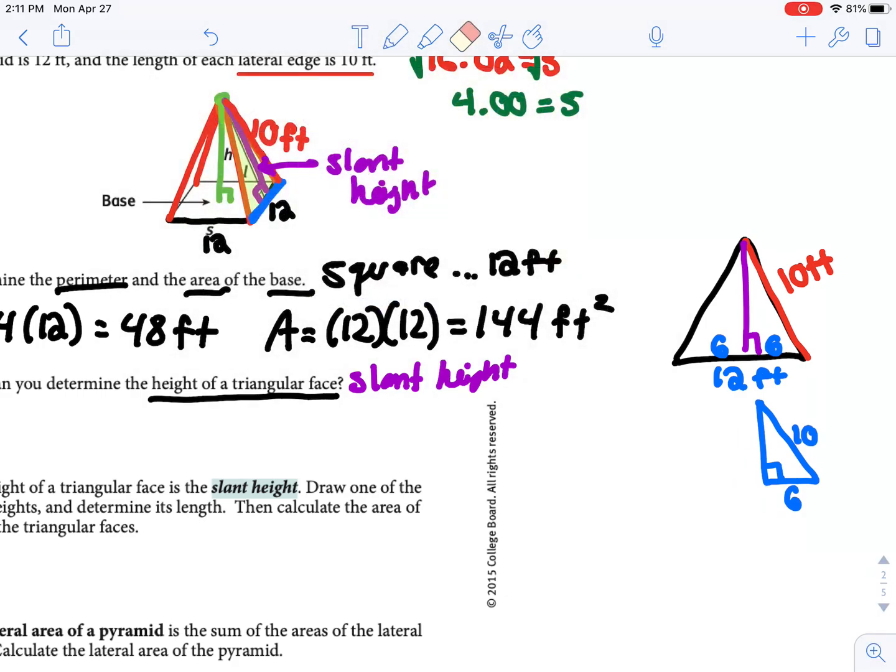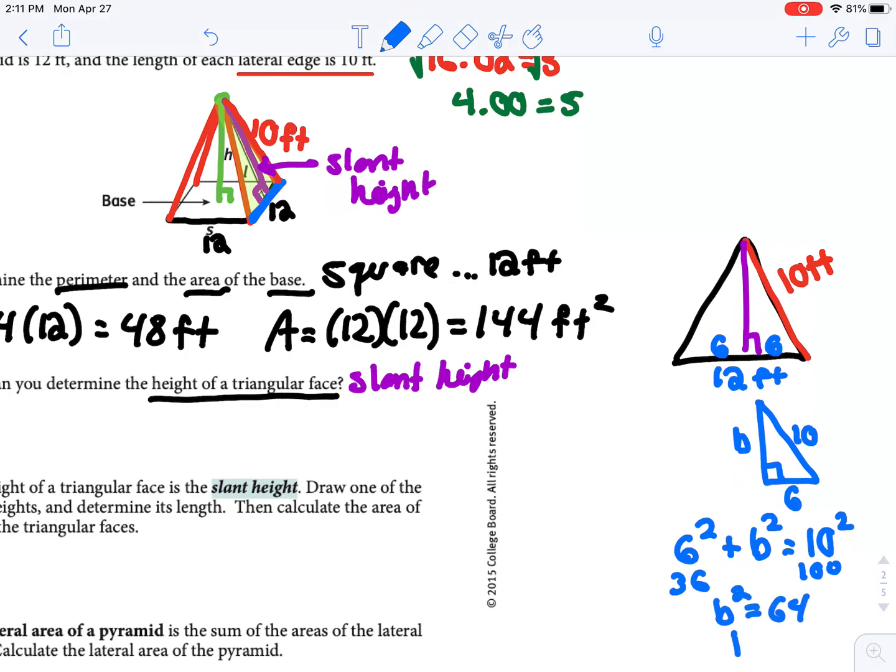Actually, I'm not going to call it H at the moment. I'm just going to call it B for the Pythagorean theorem. And if we plug in here to the Pythagorean theorem, 6 squared plus B squared equals 10 squared. This is 36. This is 100. So B squared will be 64. And when I take the square root, B is 8.